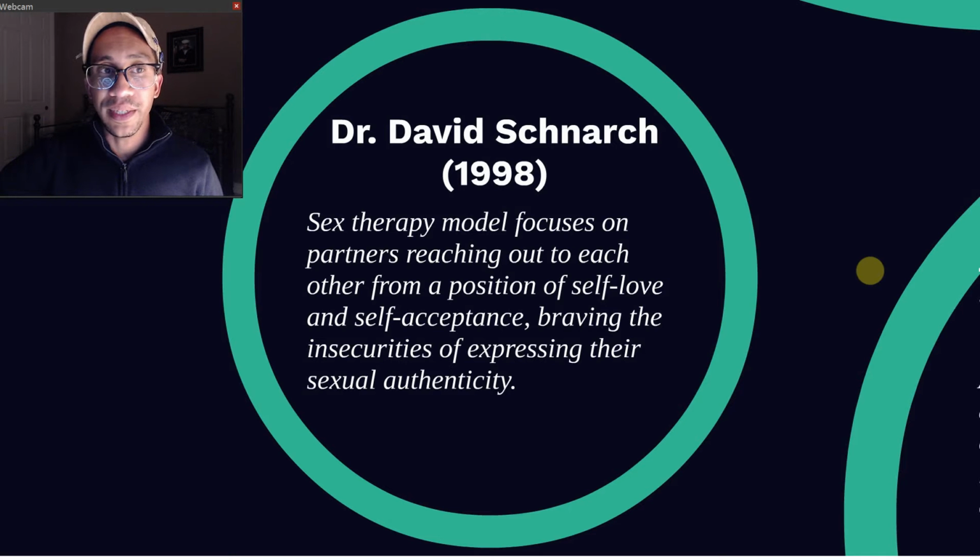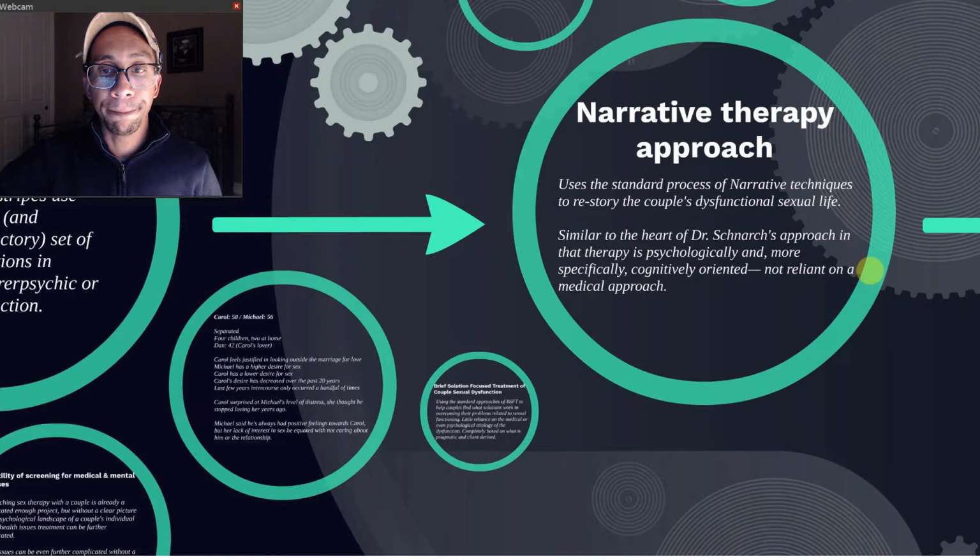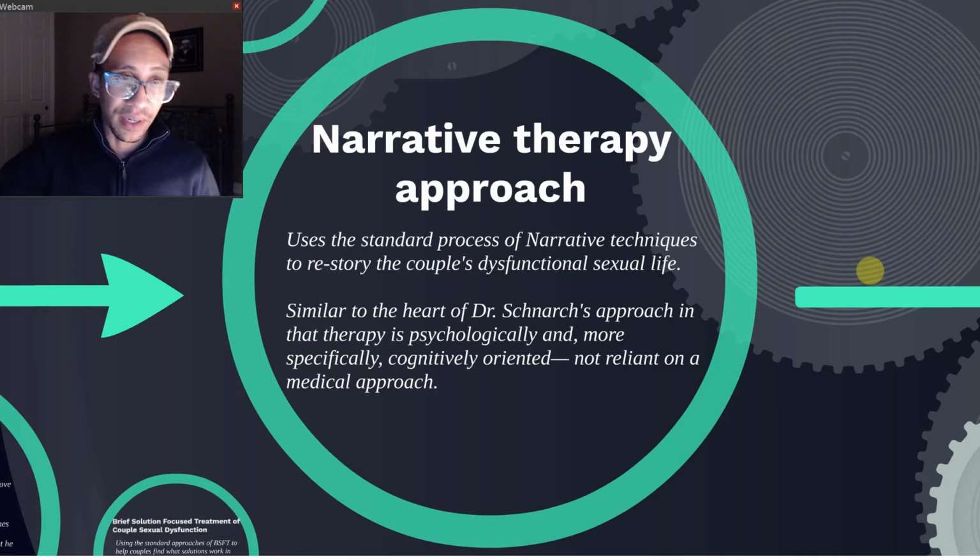As I've said before, I really like the narrative therapy approach, because you can collaboratively build the understanding of the relationship as opposed to providing a perspective for the client. So the narrative therapy approach, this is going to sound kind of contradictory, uses the standard process of narrative techniques to restore the couple's dysfunctional sexual life. Similar to David Snark's approach, that therapy is psychologically and, more specifically, cognitively oriented, not reliant on a medical approach. So I understand that he helps to restore couples' dysfunctions, but he doesn't do it with them. He does it from a one-up approach rather than either a one-down or a side-by-side approach.